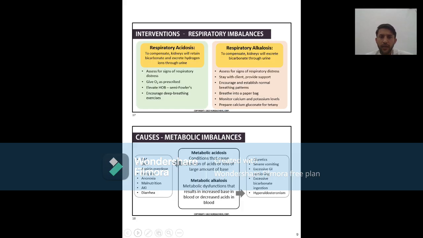We have some causes of metabolic imbalance. First, we will talk about metabolic acidosis. That is a condition of retention of acid or loss of a large amount of base.